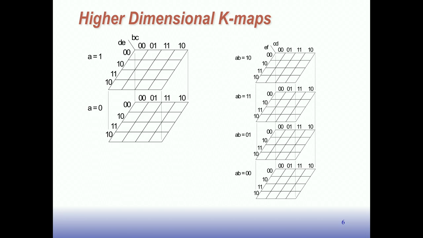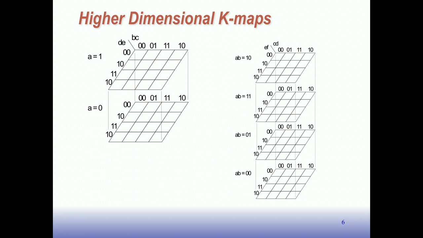If you want to go to 6 variables, you stack 4 of these together, where you have AB is the dimension moving this way, and AB goes 0 0, 0 1, 1 1, 1 0. Again, this is a gray code. And again, you can group X and Y and then Z. And remember, this top one is adjacent to the bottom one.